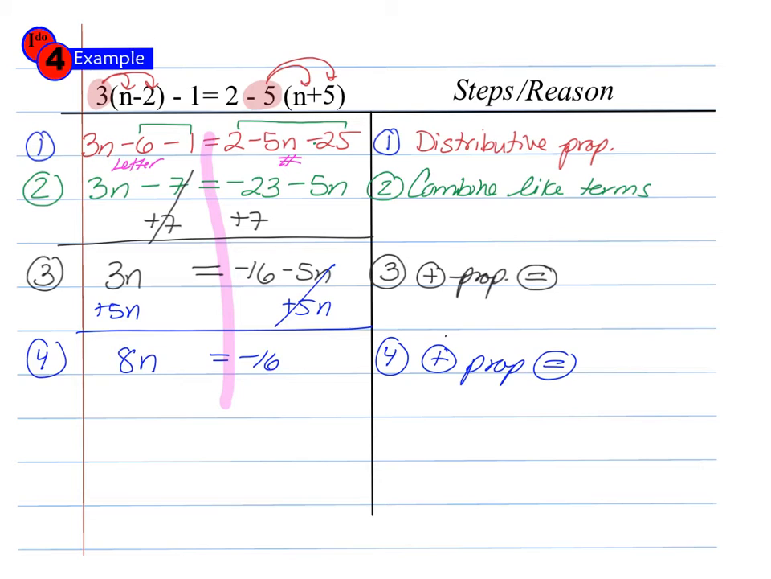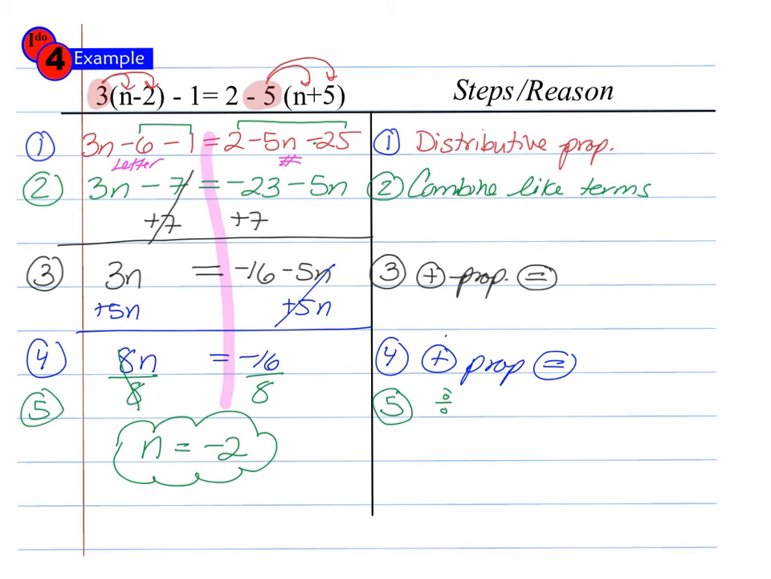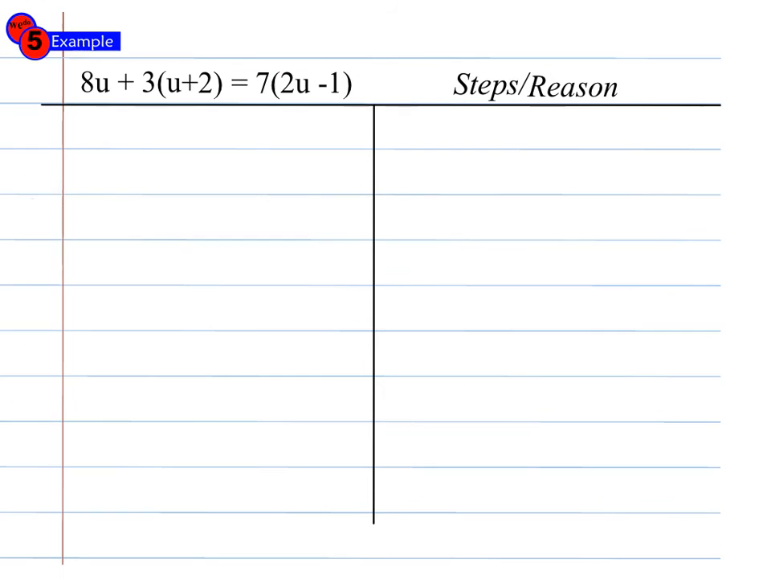And the last step, step 5, I'm going to divide both sides by 8 to get the n by itself. That means that n is equal to -2 because 8 goes 2 times evenly into -16. And since I divided both sides by 8, that is the division property of equality.